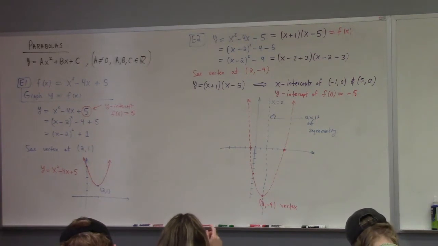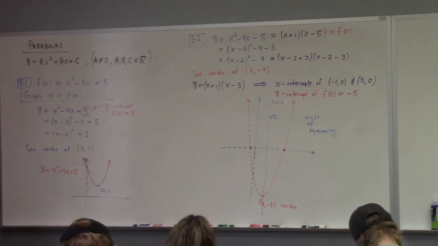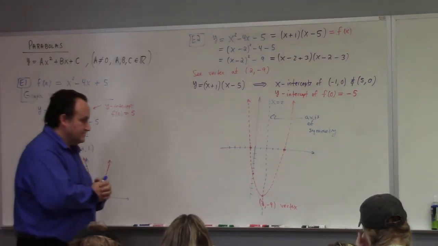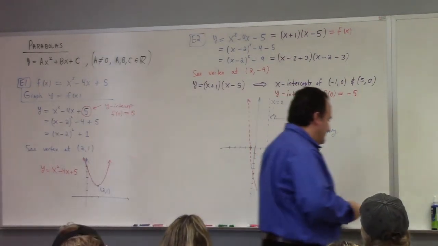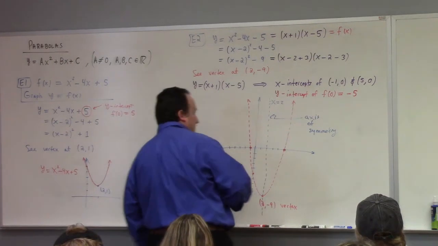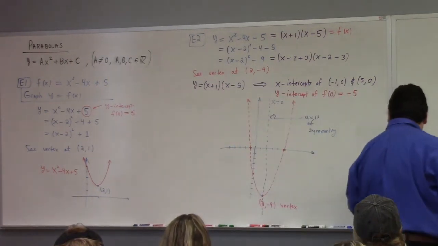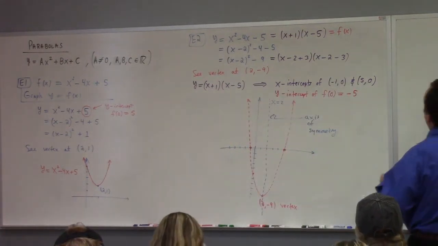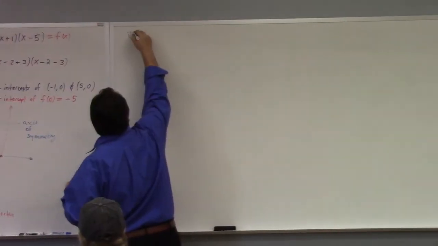If you didn't complete the square in example 2, and you just factored from the beginning, how do you find the vertex? Great question. So how do we find the vertex if we don't complete the square? So where is the vertex?